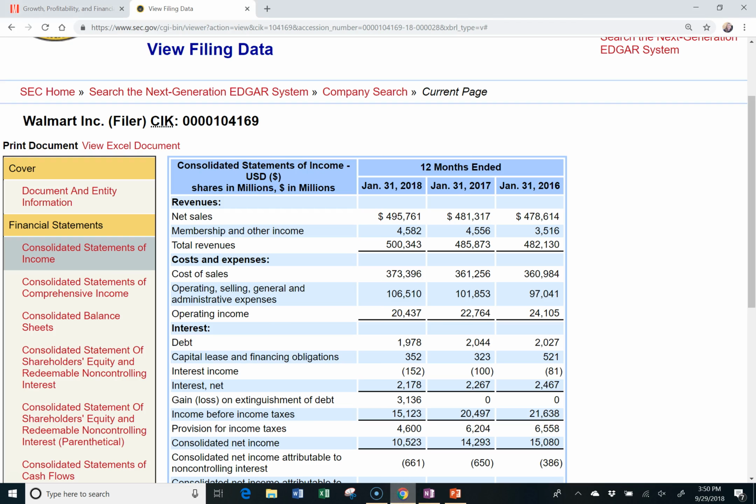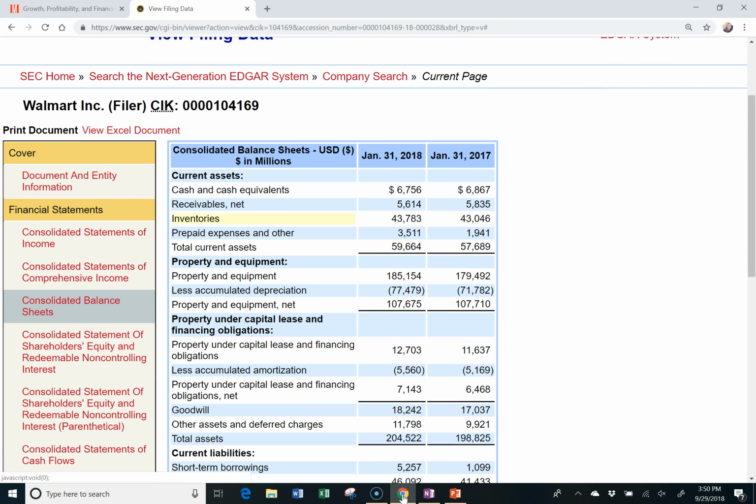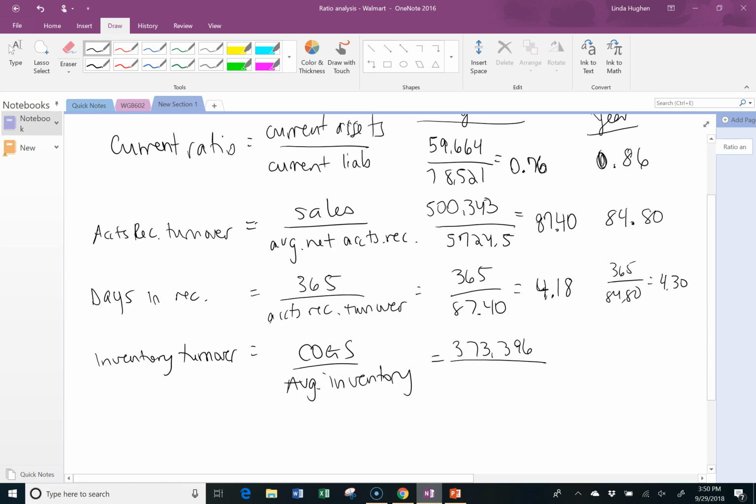And for average inventory, I want to go to the balance sheet. And here's my line for inventories. I'm going to sum 43,783 plus 43,046 divided by 2. You can see here that their inventory level didn't change that much. And that average inventory level is equal to 43,415. So the inventory turnover works out to be 8.6.